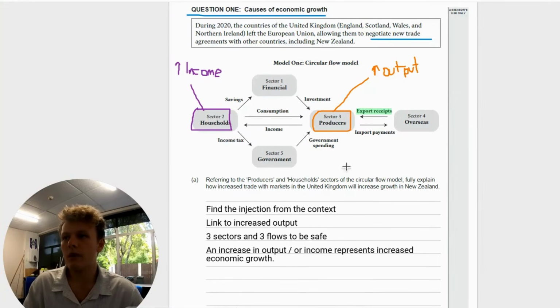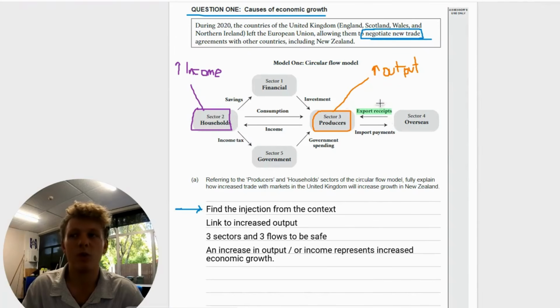So I've already written out a little bit of an answer here, but our strategy is going to be find the injection or withdrawal that's happening in the market. So what's the injection or withdrawal? It's going to be more trade or new trade here with the United Kingdom. So more trade with overseas. So overseas to producers, the increasing flow is going to be this highlighted green export receipts. So there's going to be more flows from overseas to producers because of the increased trade with the United Kingdom.